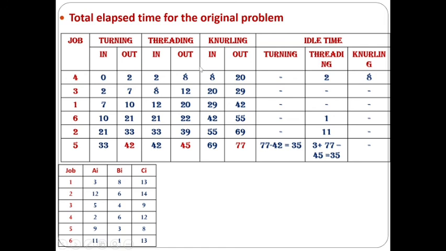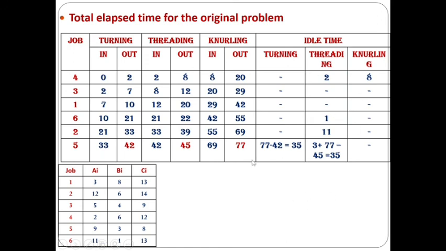And here for the knurling machine, it is 0 to 8 time units, that is 8 time units, which will be the idle time at the start. Then 20, 29, 42, 55, 69 and up to 77 time units it is busy. So these are all the idle times. If you sum it up, we will get the total idle time of all the machines.